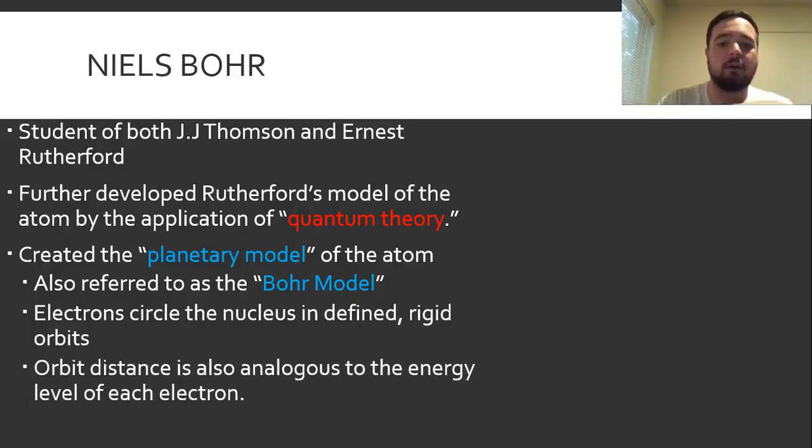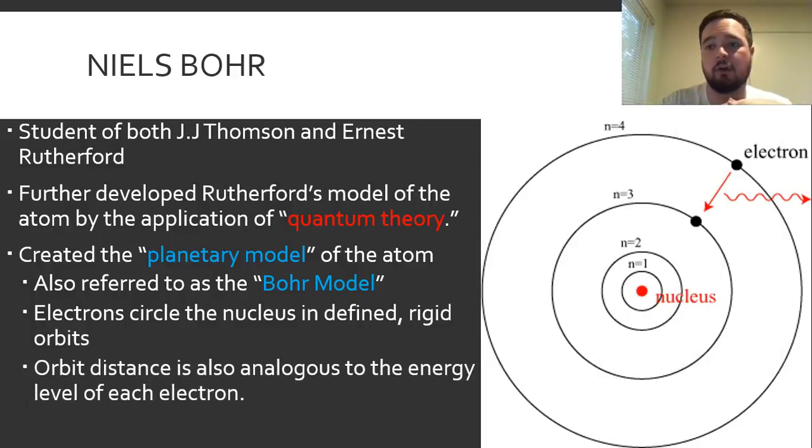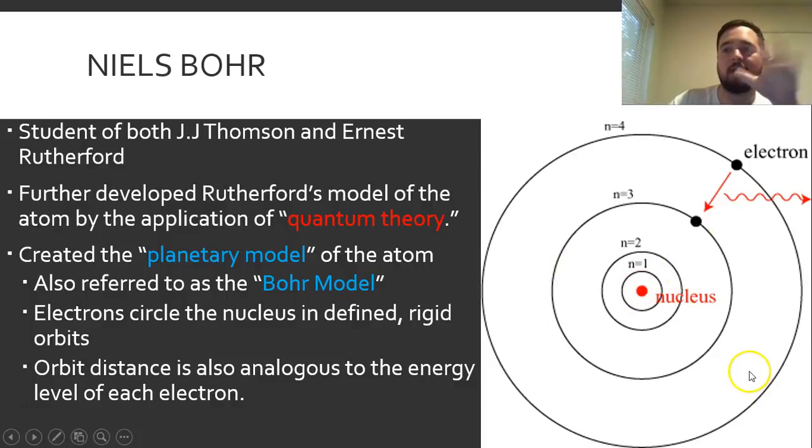The orbit distance was also analogous to the energy level of each electron. So what he said was that the nucleus, based off Rutherford, is right in the middle where a majority of the mass is. But the electrons are on the outside because with this positive charge of the nucleus, there has to be negative charge kind of keeping it together, being attracted to it. But he knows that not all the electrons can be in the exact same place. So he said, well, what if the electrons, since they have mass, can be exposed to different energies, because clearly they can travel at different speeds.